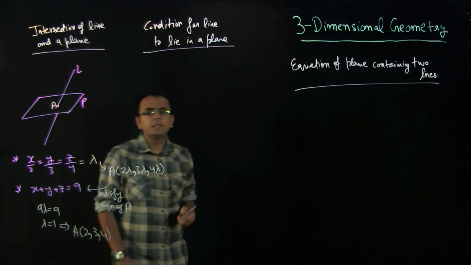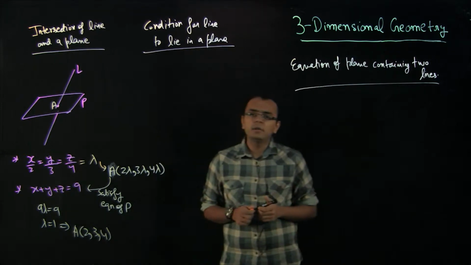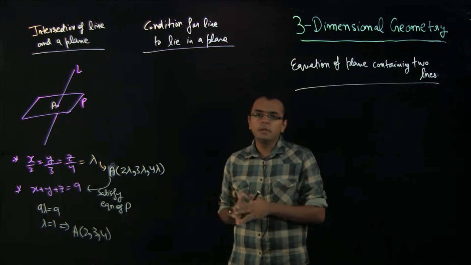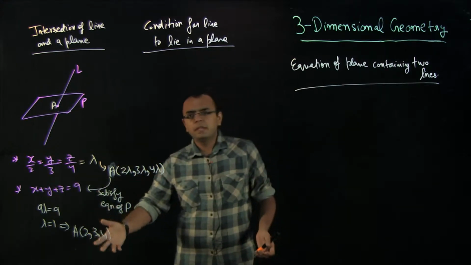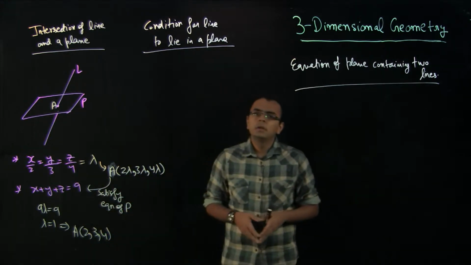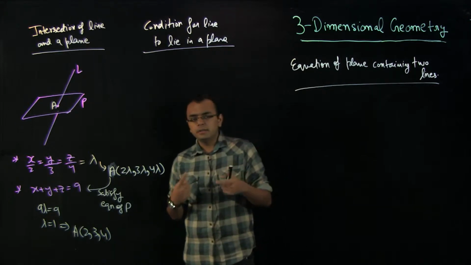Okay, so this is a very easy thing to do. Basically, you express the line in terms of lambda, and then you put it in the plane and you will get an answer. So this was just an easy example. There might be a little more involved algebra, but that's pretty straightforward. So this was the case whenever the line and a plane intersect in one point.